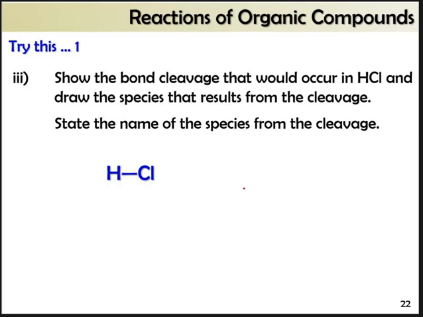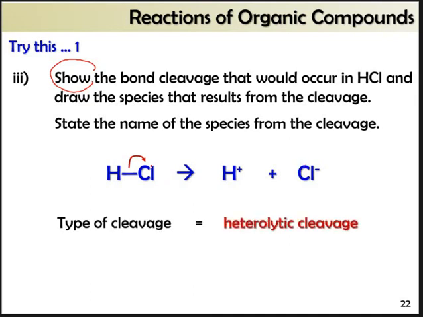Okay, so if the question asks to show, you have to show by arrow. Okay, here the arrow is a full-headed arrow because the hydrogen and the chlorine have a difference in electronegativity. So chlorine is more electronegative, so it will take both of the electrons. Okay, hydrogen tak dapat apa-apa. So it will become cation and anion. So the type of cleavage is heterolytic cleavage, because of the difference in electronegativity, and the species formed here are cation and anion.